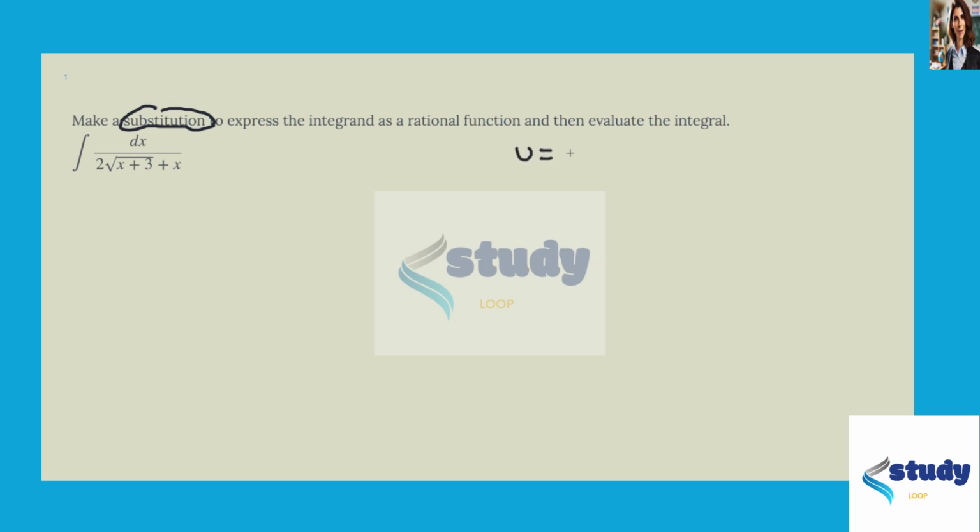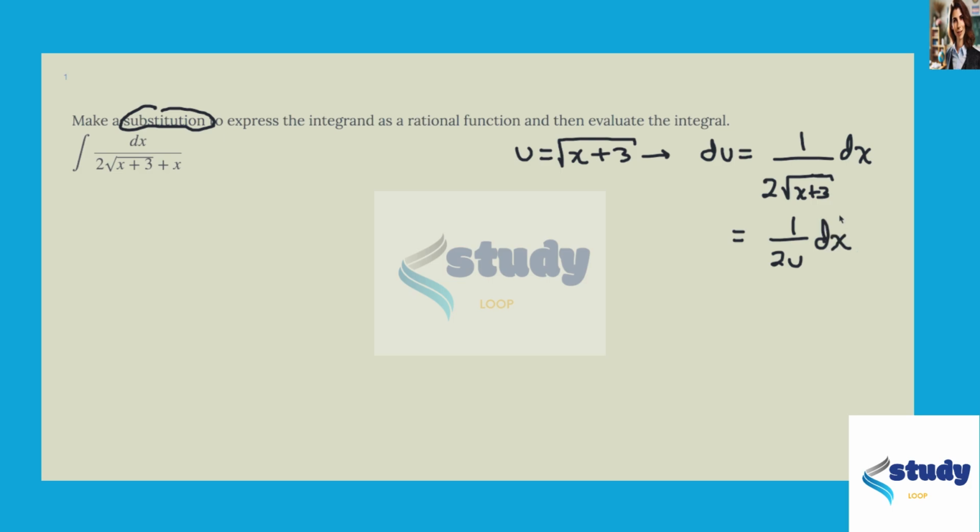Let's take u to be that radical in the denominator, that's radical x plus 3. Then we have du, 1 over 2, we have at radical x plus 3. And here we can write this as 1 over 2u dx because u equals the radical. And then I can multiply both sides by 2u. And then I have this equation here.